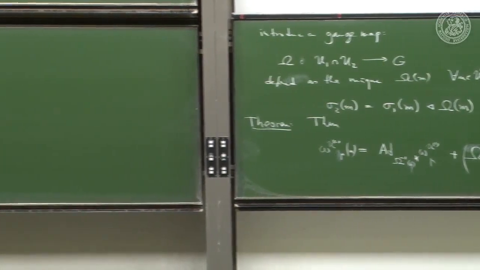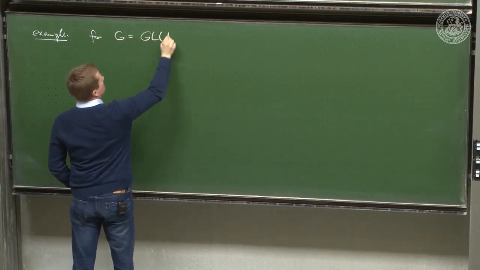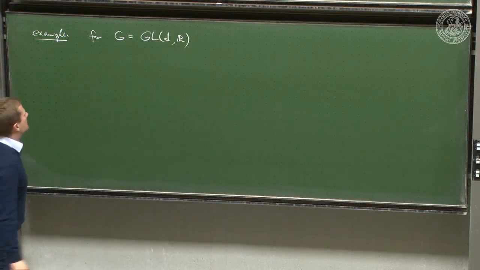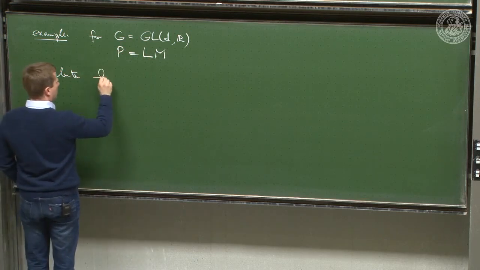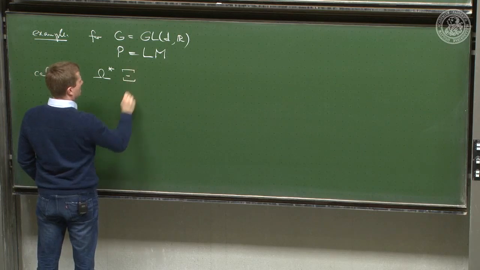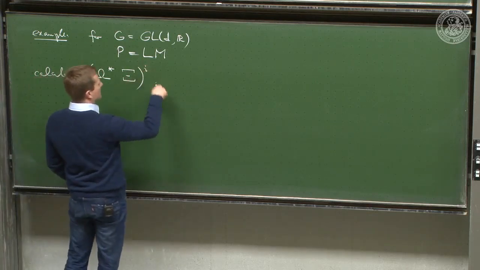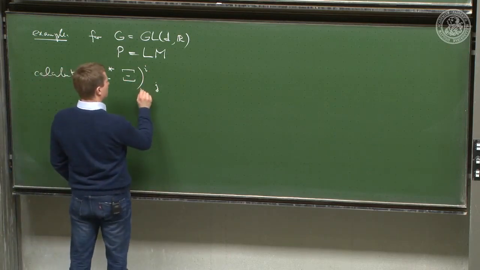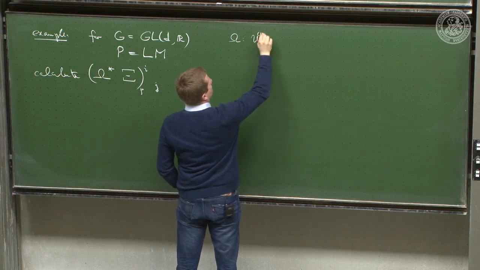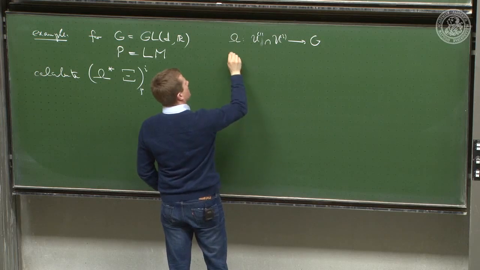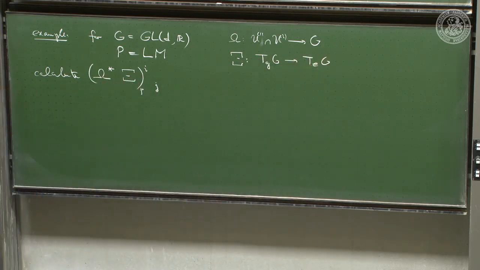So we calculate, for example, for G equals GL(d, R) and the frame bundle, omega pullback of the Maurer-Cartan form. Of course, the result will again have these indices because the Maurer-Cartan form is Lie algebra valued. So we have this, and we do this at the point P. And we remember that the omega itself goes from U1 intersected U2 into the group, and the Maurer-Cartan form takes you from T_G G to T_e G in the fashion described before.